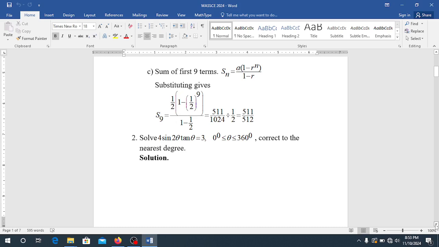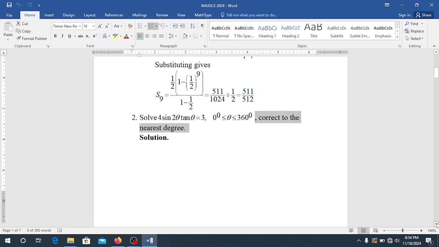Solve sin 2 theta tan theta is equal to 3, where theta is between 0 and 360, correct to the nearest degree. Please take note of that. That is where most of us get it wrong. Correct to the nearest degree, so your answer must be to the nearest degree. Let's go to the solution.